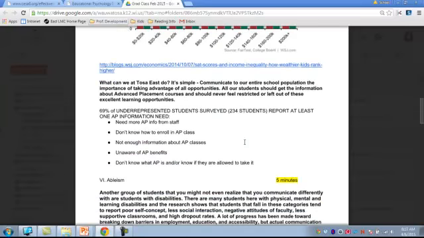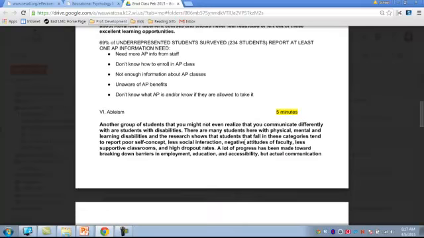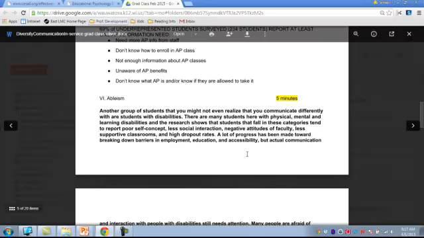And at my particular school, we were working on equity and getting more students enrolled in AP classes. The next ism is ableism, where students with disabilities are discriminated against, maybe unintentionally. So there are many students here at this school, at your school, that have learning disabilities, physical, mental, and things that we need to think about.